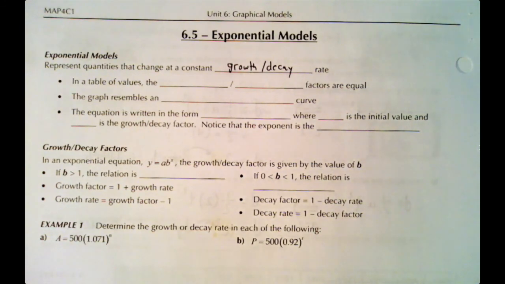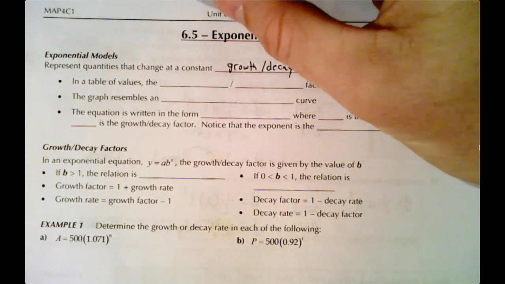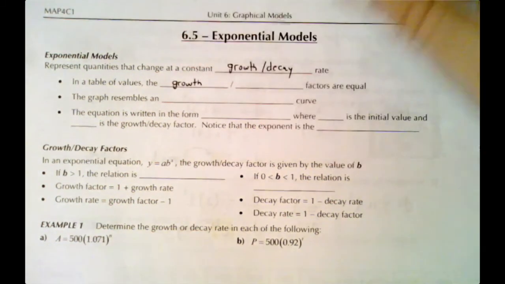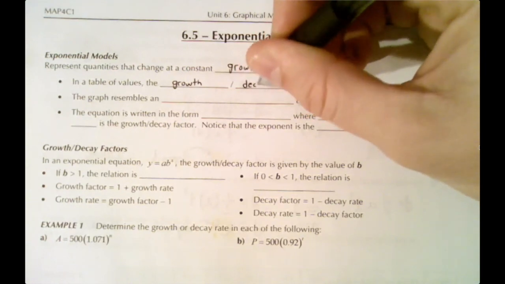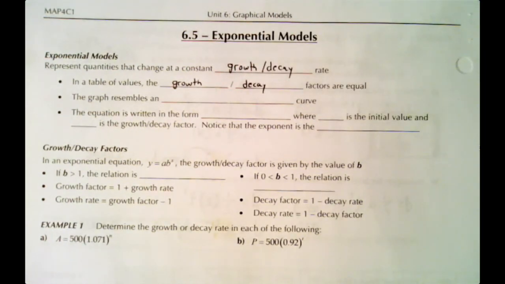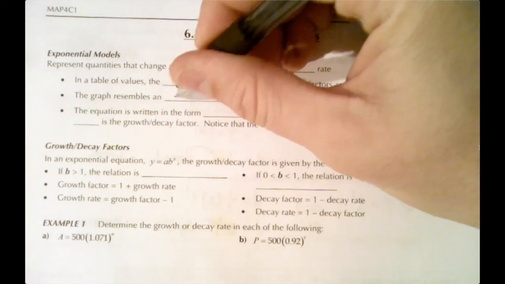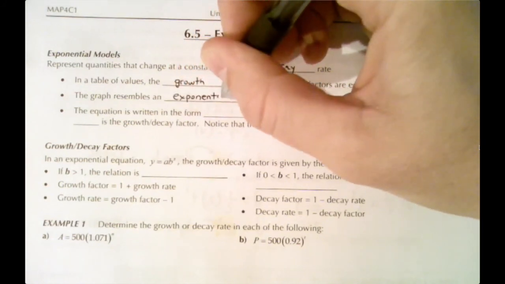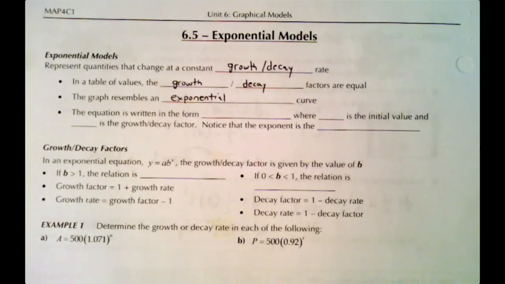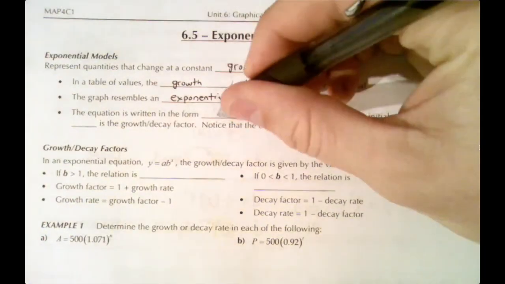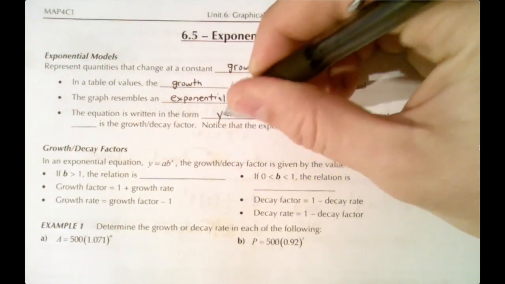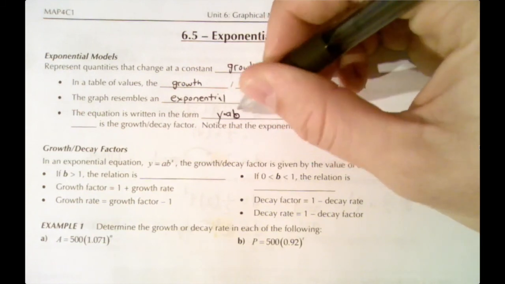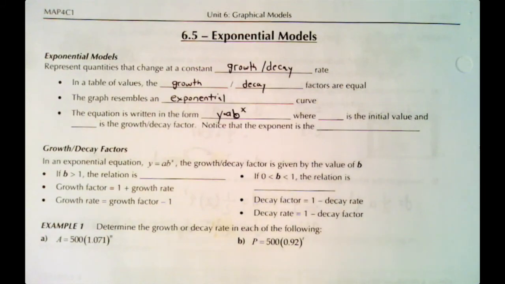So when we're looking at a table of values, you're looking to see that the growth or decay factors are constant. I'm going to show you how to do that. The graph must resemble an exponential curve, and we'll look at what those look like and how they're different from parabolas. And finally, the equation should be written in the form y equals a b to the x, with the exponent being the x.